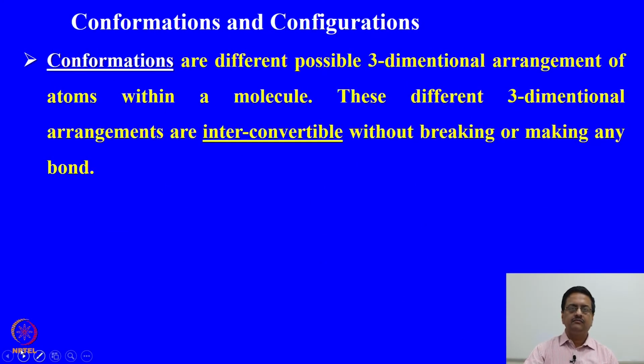When we draw a molecule in a two-dimensional plane, we would like to know how those atoms are oriented in 3 dimensions. We need to understand the difference between conformations and configurations. Conformations are different possible 3-dimensional arrangements of atoms within a molecule. These different 3-dimensional arrangements are interconvertible without breaking or making any bond. So, what do we mean by that?